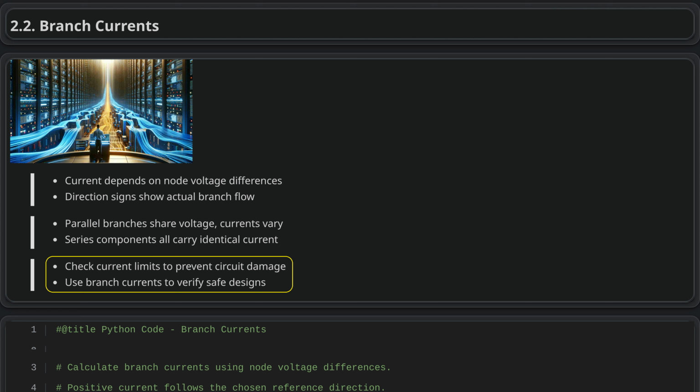Accurate branch current calculations help keep circuits safe, reliable, and within design limits. Since each component has a maximum current rating, too much current can cause overheating, damage, or incorrect operation. Branch current values also help engineers detect faults such as short circuits, choose suitable components, and confirm that current remains balanced at connection points.